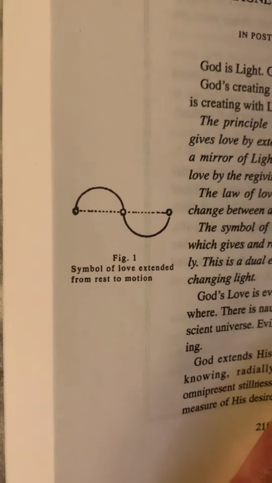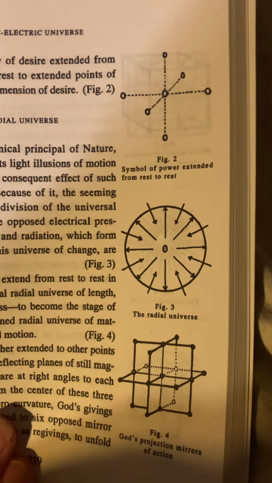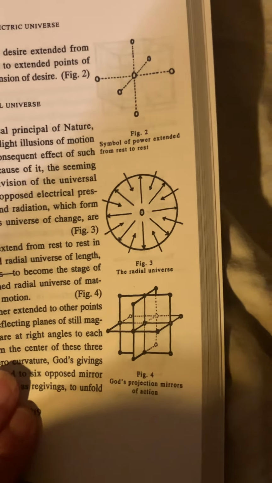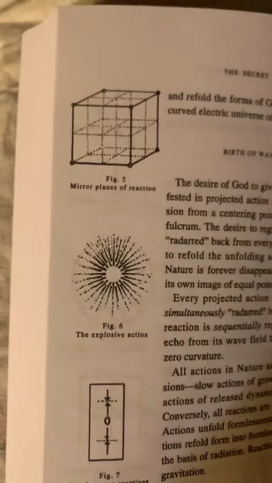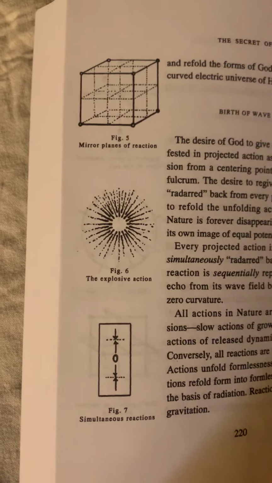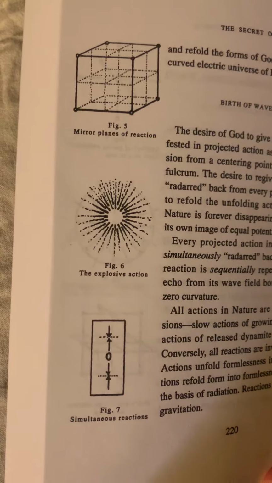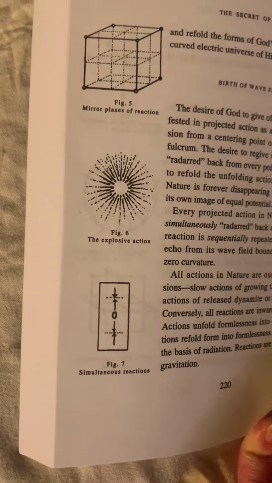Figure one, symbol of love extended from rest to motion. Figure two, symbol of power extended from rest to rest. Figure three, the radial universe. Figure four, God's projection mirrors of action. Figure 5, mirror planes of reaction. Figure 6, the explosive action. Figure 7, simultaneous reactions.